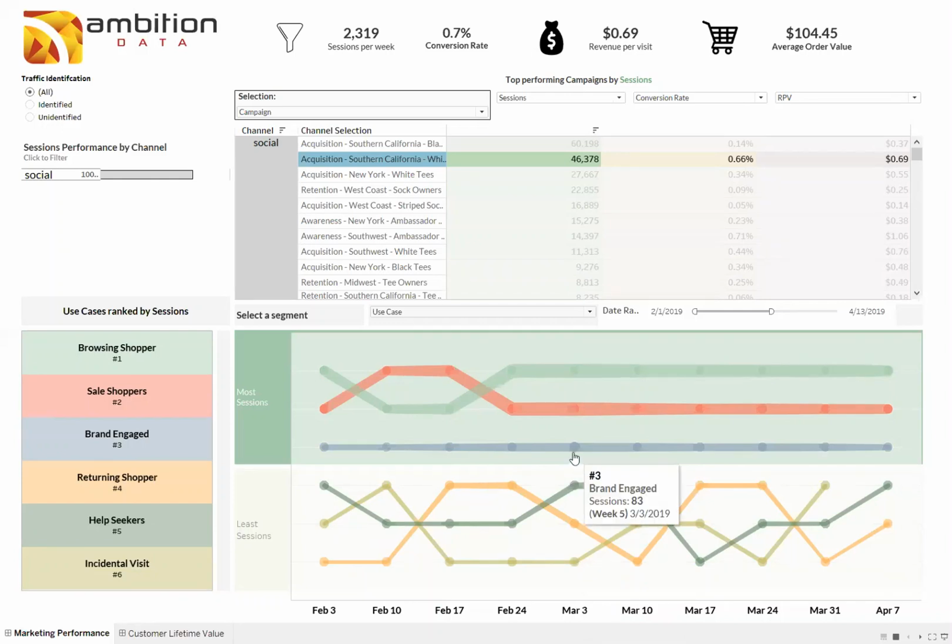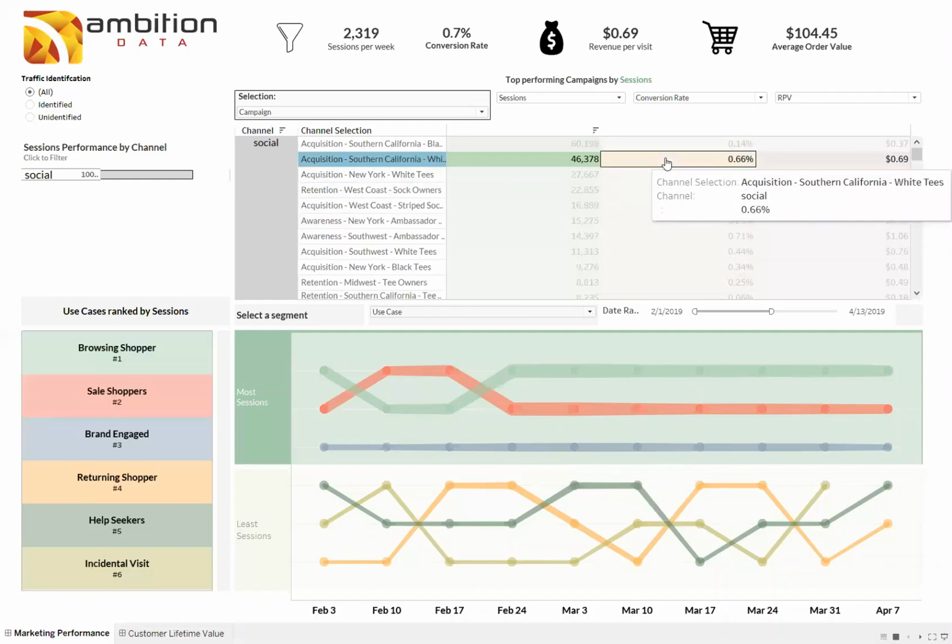But what we can see is that if we look at overarching website data, most people that engage with brand content have a much higher propensity to check out and convert. So these high numbers compared to other campaigns are likely what's driving this higher conversion rate. So if we compare this to other campaigns, we can see how different sales shoppers versus browsing shoppers fluctuates. And we can see this over time as well.